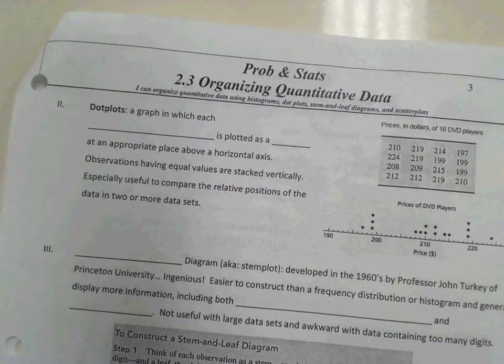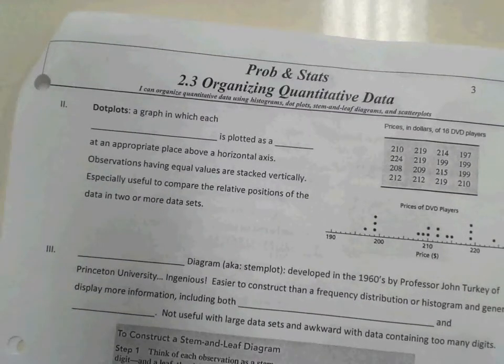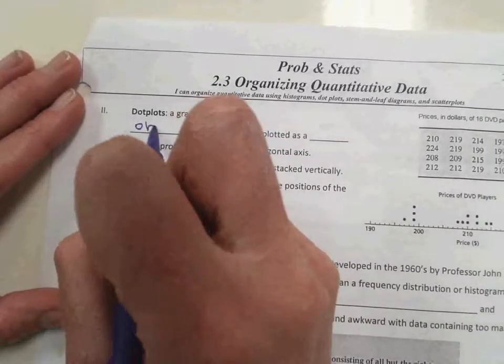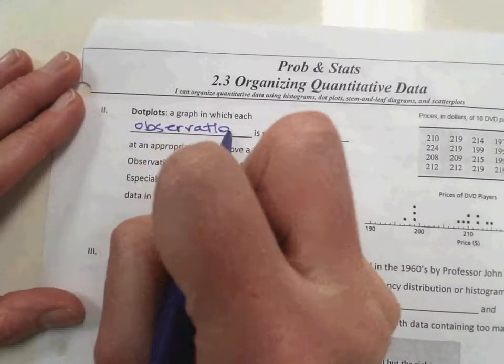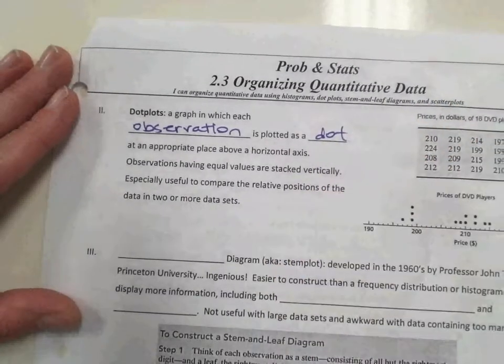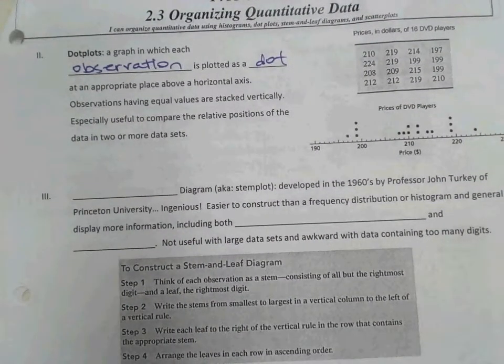Page 3, dot plots. Formerly my favorite graphing charting method until yesterday. A graph in which each observation is plotted as a dot on an appropriate place above a horizontal axis. So observations that have equal values are just stacked up above, not on, above this horizontal axis. And it's really nice to use when you're trying to compare data sets and the shapes or the distributions of those data sets. Now our third type of diagram, now that's my favorite one now.